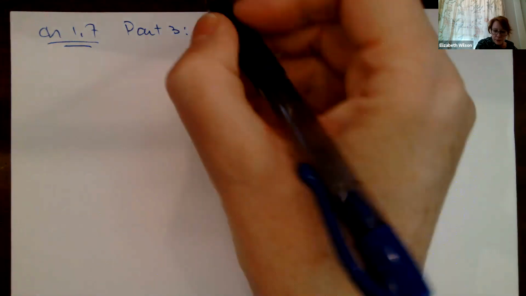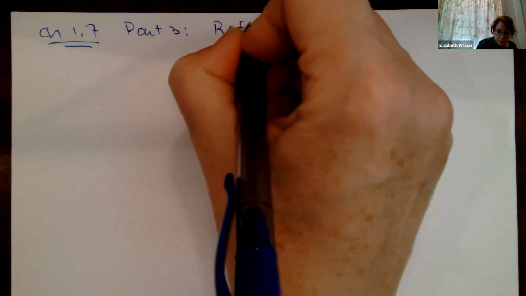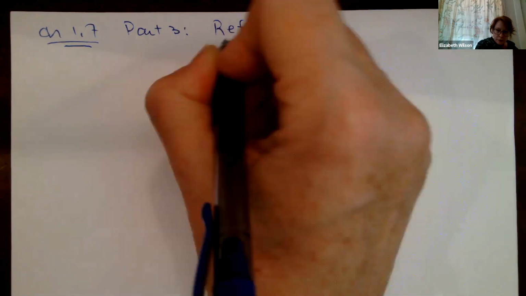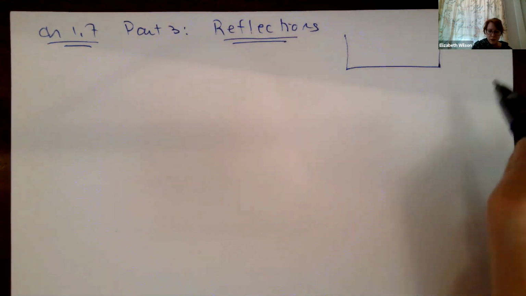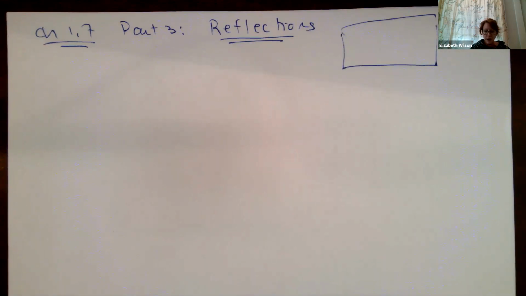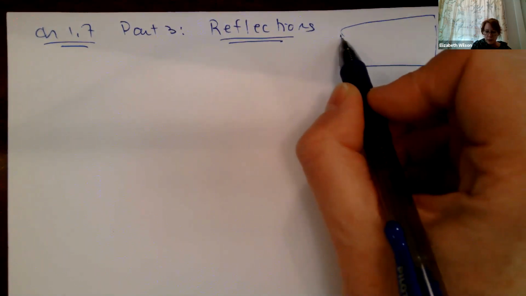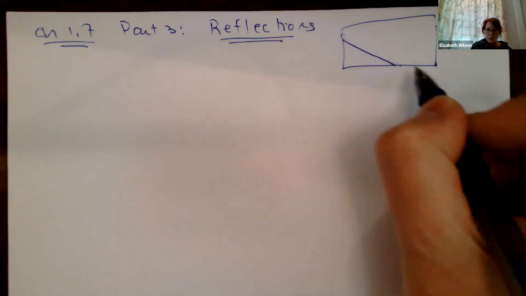Okay, so this is about reflections. Reflections are super important, right? Why do we care about reflections? We've got our computer screen, and we've got things happening in our game. Say I launch a ball and it hits the bottom of the screen.